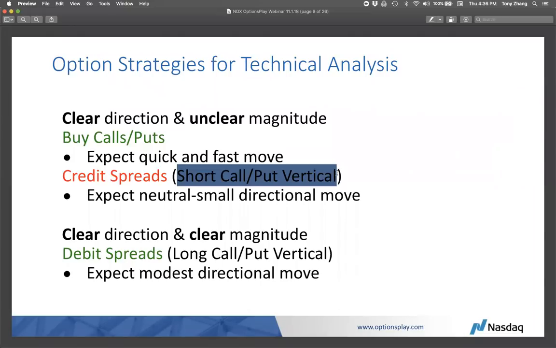And I'll give you some examples in the next few slides as to why these 2 strategies are best. And we'll go through some real examples in a few minutes as to why these 2 strategies are best when you have a clear direction, but not a very clear sense of magnitude.